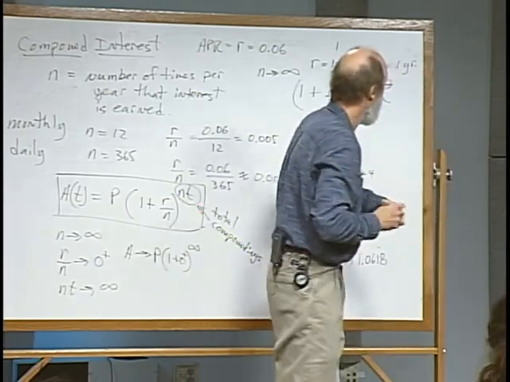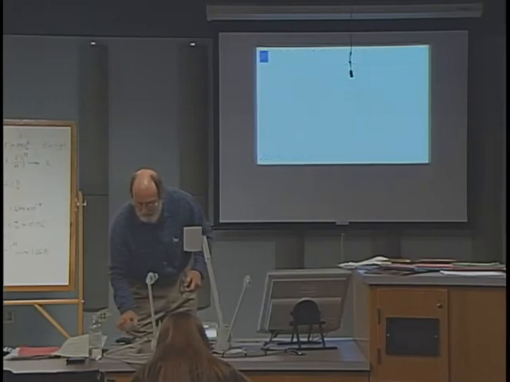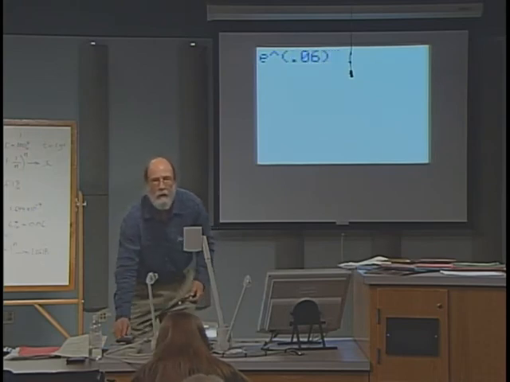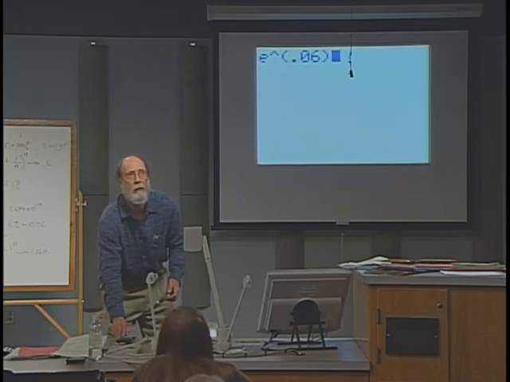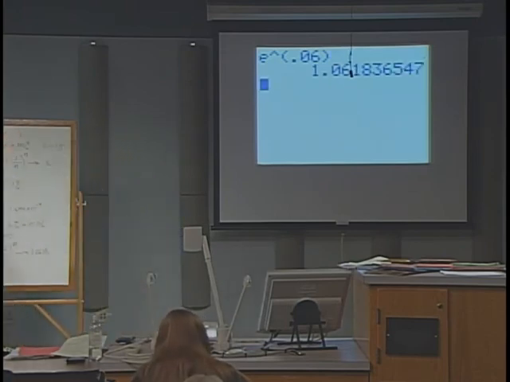Now, let's go back on our calculator. Let's get out of the table, back on the home screen, and punch this, E raised to the 0.06. E raised to the 0.06. There you are.